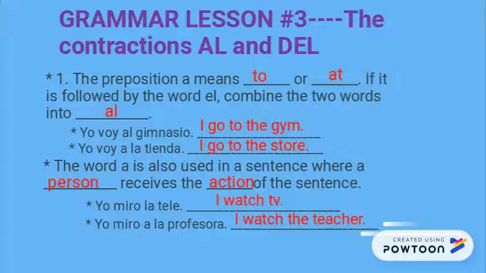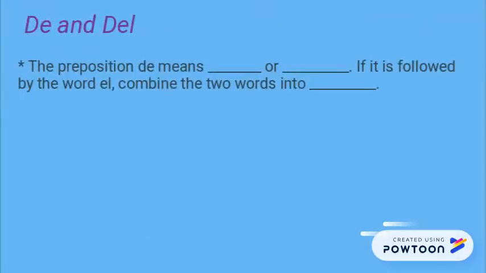Another note about the word a is that you also use it in a sentence where a person receives the action of the sentence. If the direct object of your sentence is a person, you're going to add something called a personal a. An example of this: yo miro la tele, I watch TV, versus yo miro a la profesora, I watch the teacher. Because profesora is a person, I add in an a. So that's a little note about a. We'll keep practicing that, but that's definitely something that you'll see, and it isn't translated. There isn't a translation for that a in English.